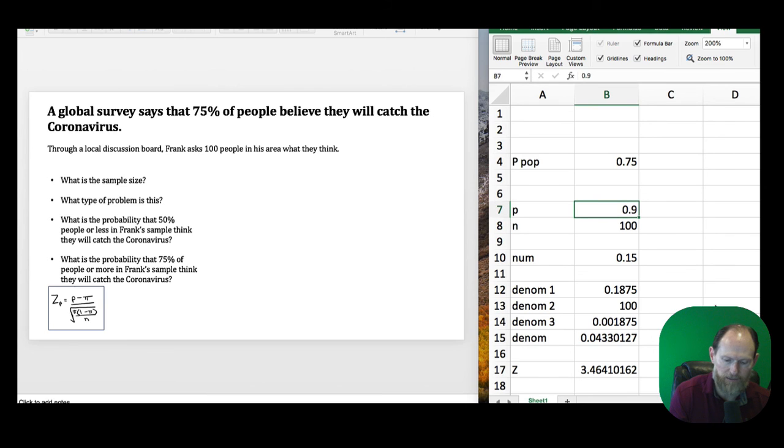Or we could go back down to our original start point with 0.5, okay, from this previous problem, and instead we could change n. Well, what is the probability that 50% or less in the sample will think they catch the coronavirus if the sample size increases to n? Okay, and we know that the more the sample size increases, that this value down here will get farther and farther out on the left-hand tail. So let's see if it does. And it sure enough does.